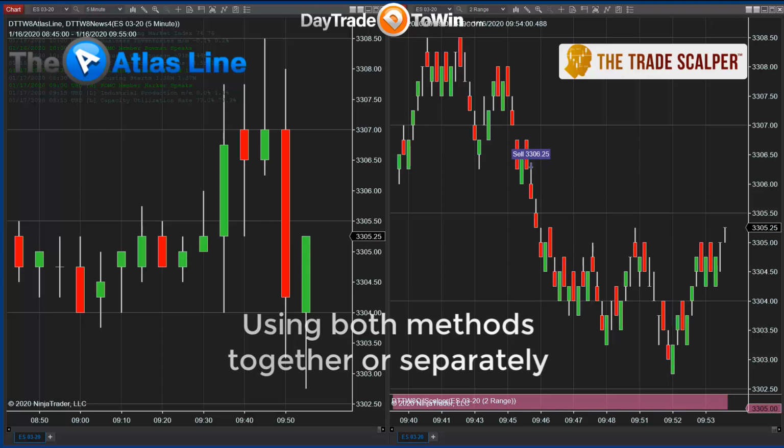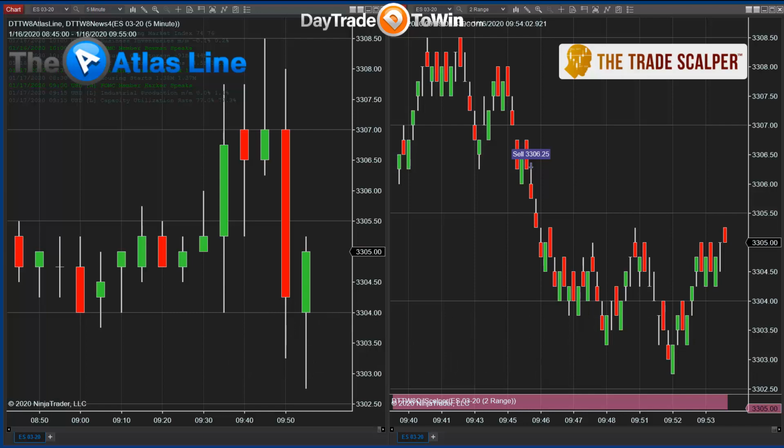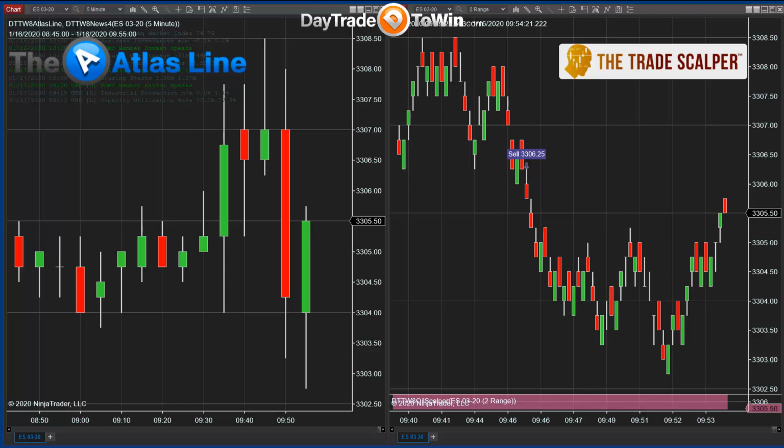They are independent, but it's nice to see when you have an opportunity for a sell on the Trade Scalper and the Atlas line is also short, as well as a long on the Trade Scalper and the Atlas line is also long. So my goal is to show you today, this morning, the trades that set up when you're using both of these methods. They're completely separate and independent. They're both based off of price action, but how do you apply them both at the same time if you wanted to do so?